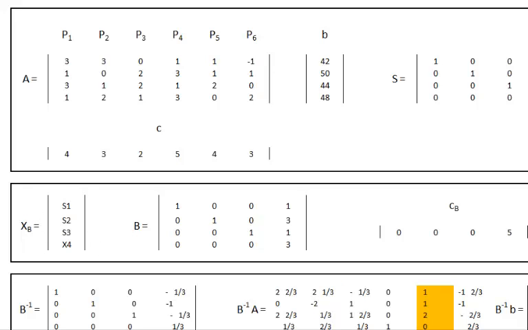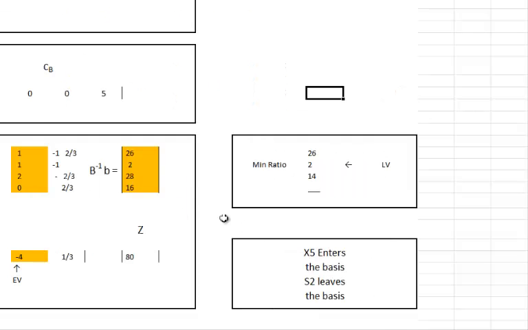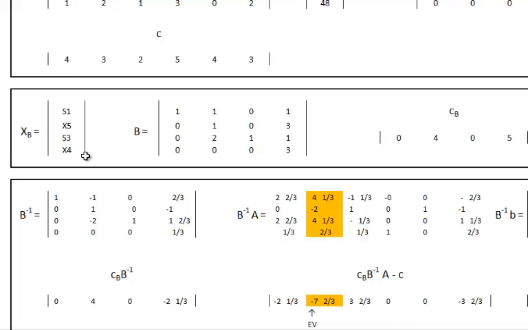In the next tableau, based on the new basis, when we do the calculations, we will notice that in our optimality conditions, the most negative number happens to be in here, which belongs to X5. X5 becomes our entering variable, and we perform calculations for the min ratio, and the variable of the second row, which is S2, is going to be the leaving variable. So X5 enters and S2 leaves.